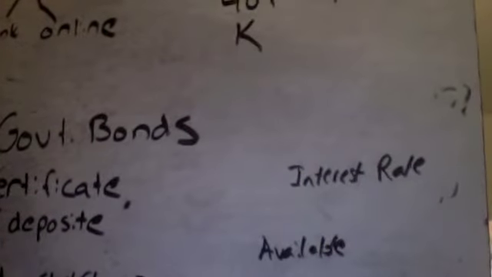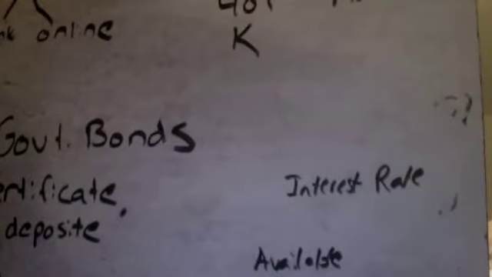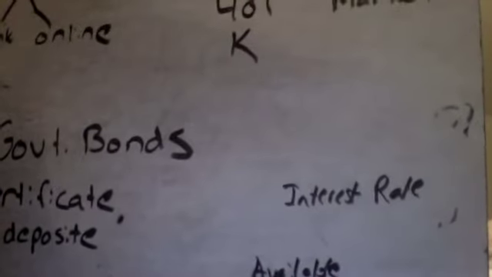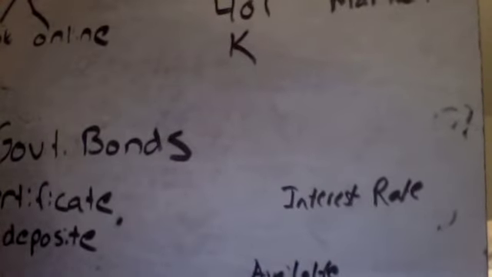Availability. That just means, can you go in and take your money right now if you want it? A lot of times, if it's available, you can just go in and take it. If it's not, you may still be able to get it out, but for some kind of a penalty or some kind of a payment fee.